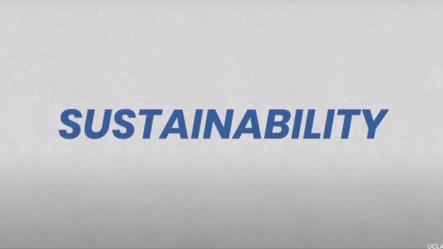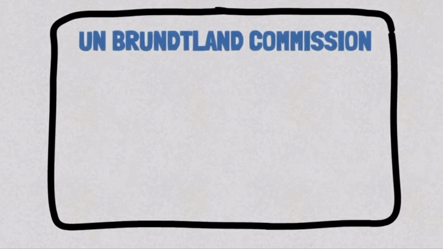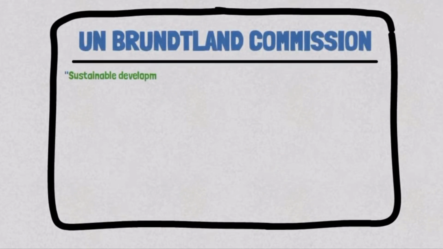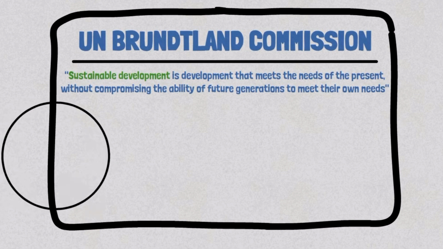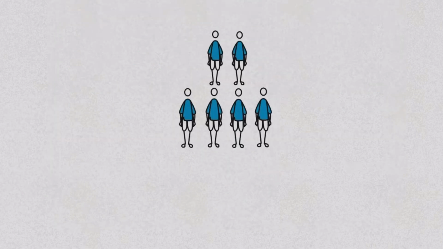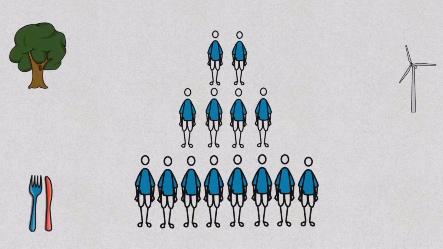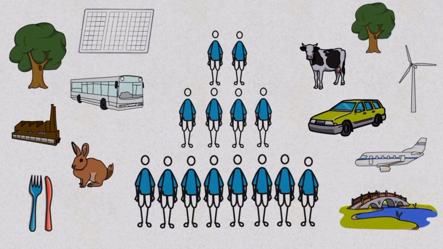What is sustainability? One of the more common definitions of sustainability used worldwide is from the UN Brundtland Commission. They say sustainable development is development that meets the needs of the present without compromising the ability of future generations to meet their own needs. So put simply, sustainability is about our kids and our grandkids. How do we live today so that they can thrive and future generations can also have a good life?